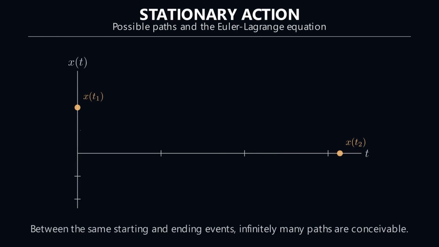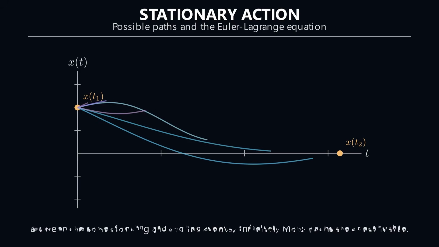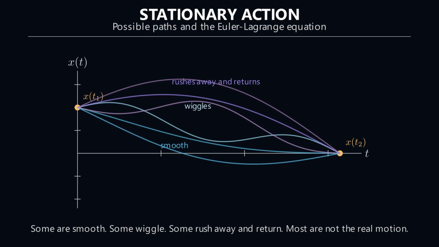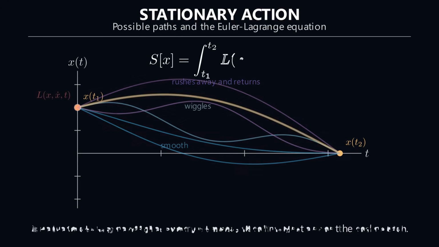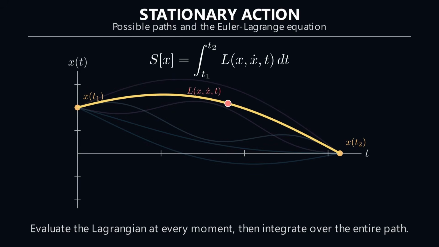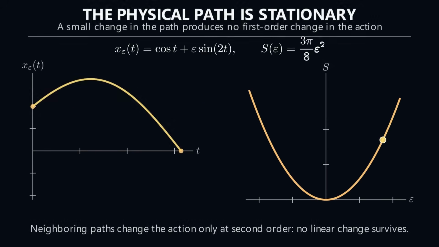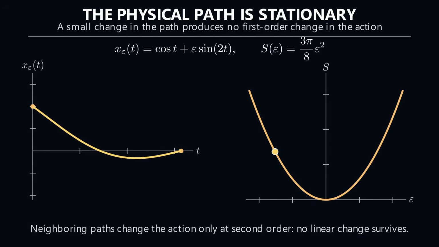Now draw the position of the mass as a function of time. If we fix a starting point and an ending point, we could sketch as many possible curves x of t between them. Some are smooth, some wiggle, and some take a ridiculous detour. Most of them are mathematically possible curves, but they are not the motion the spring actually follows. For any one of these proposed paths, calculate the Lagrangian along this curve and integrate it over time. That number is called the action.